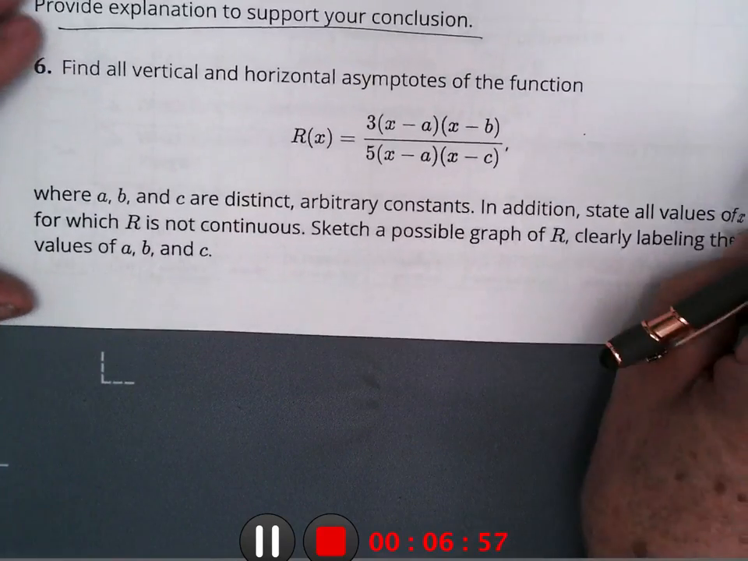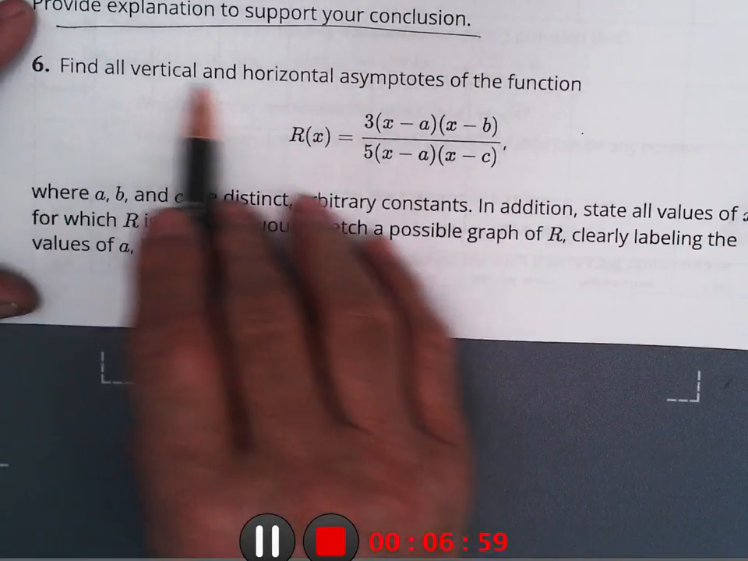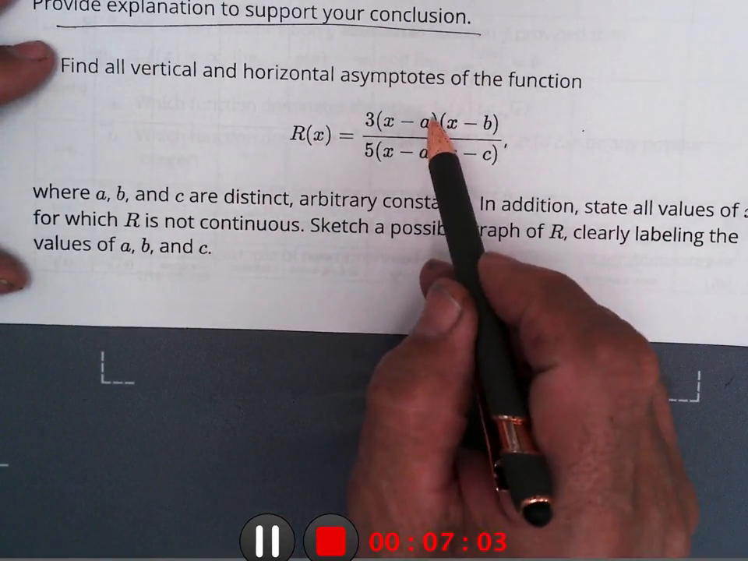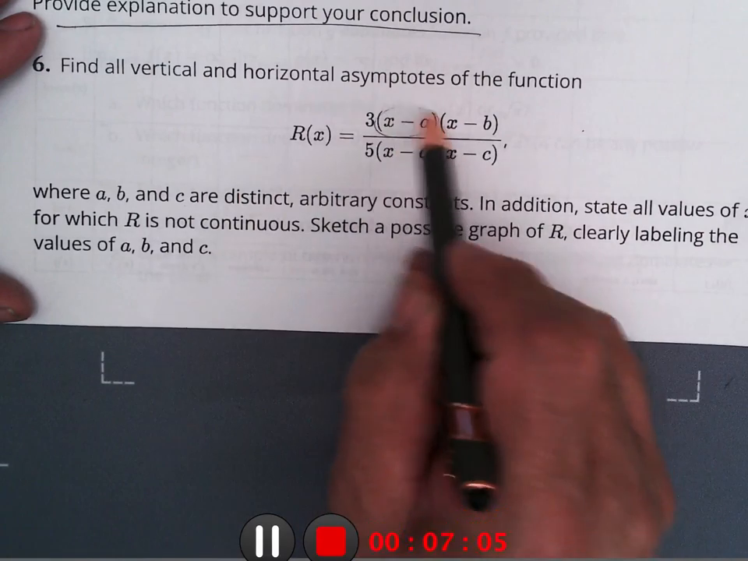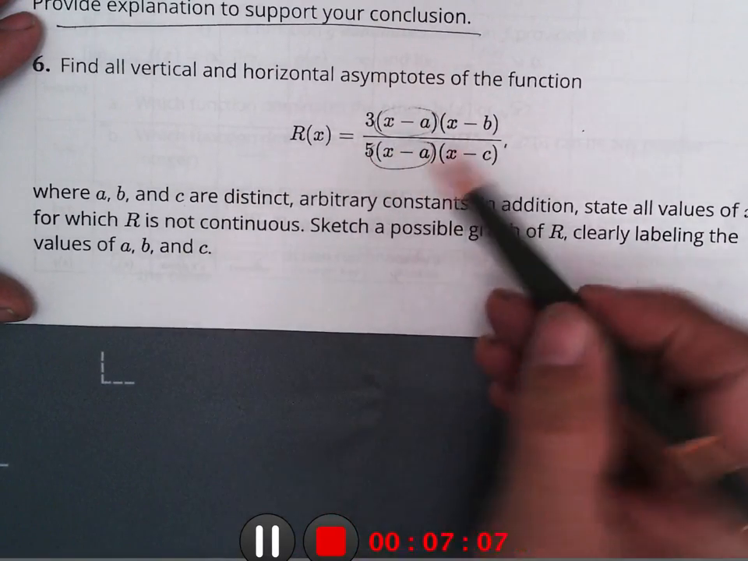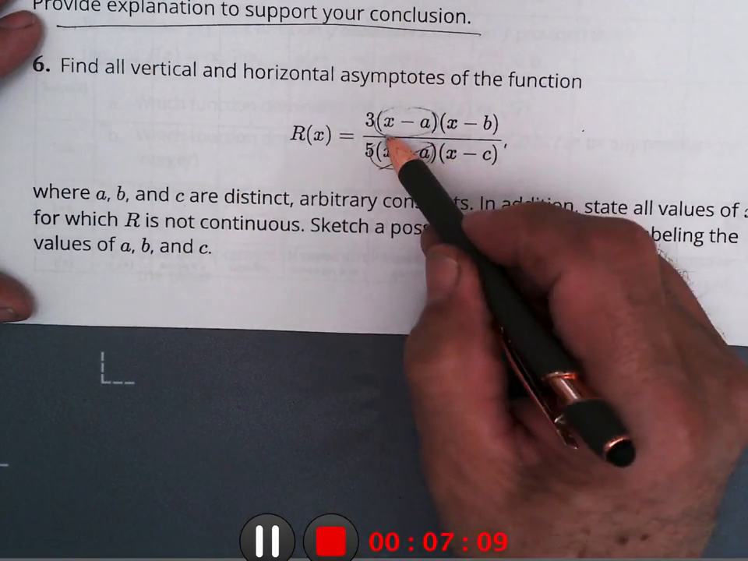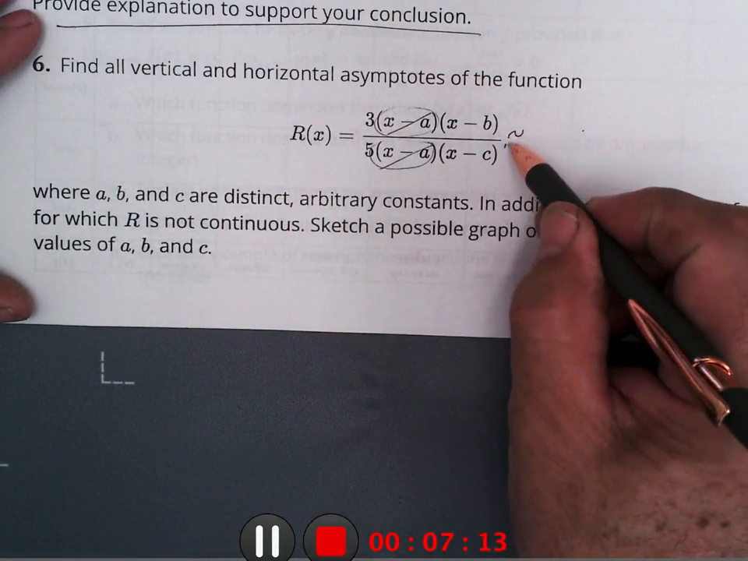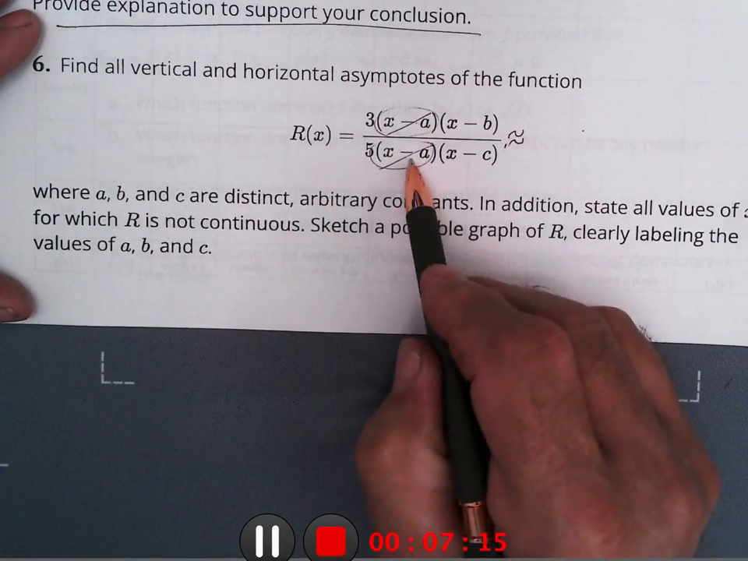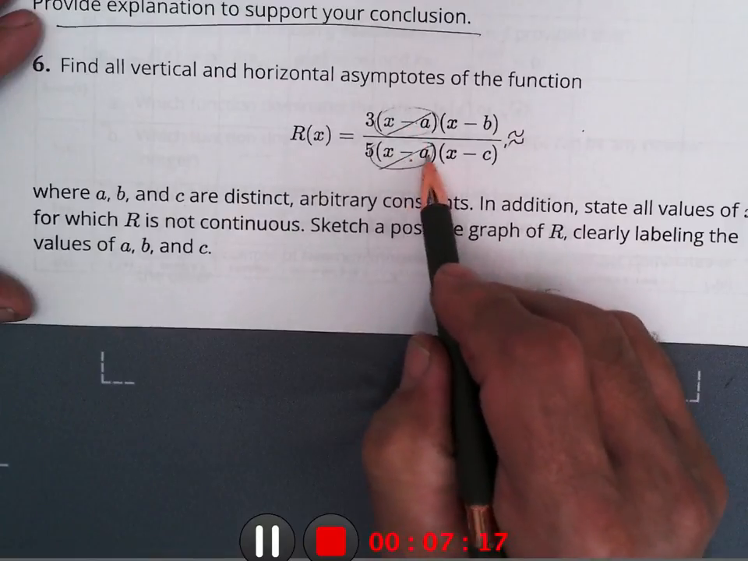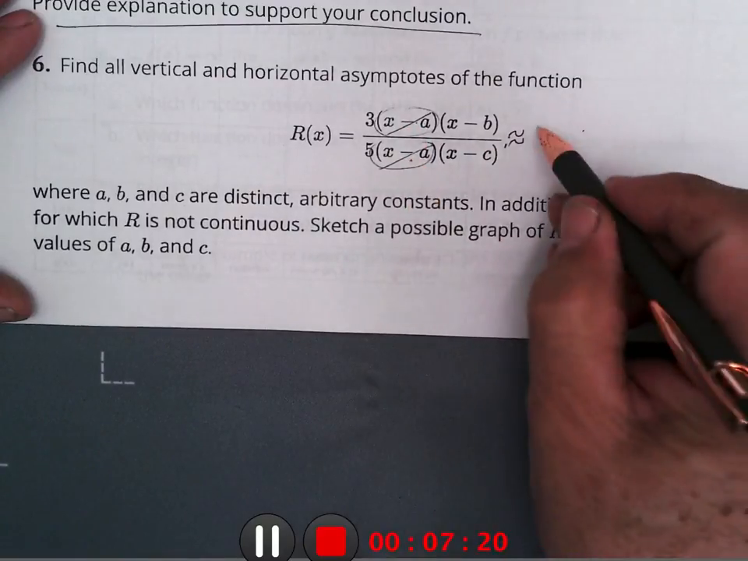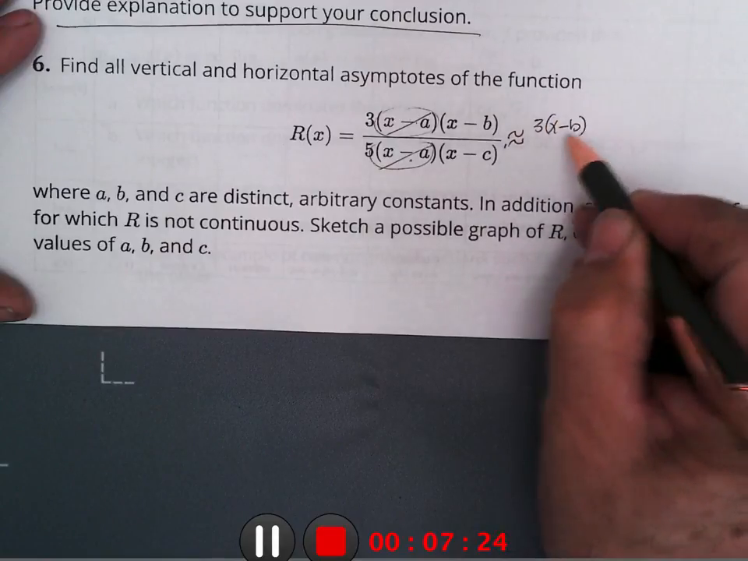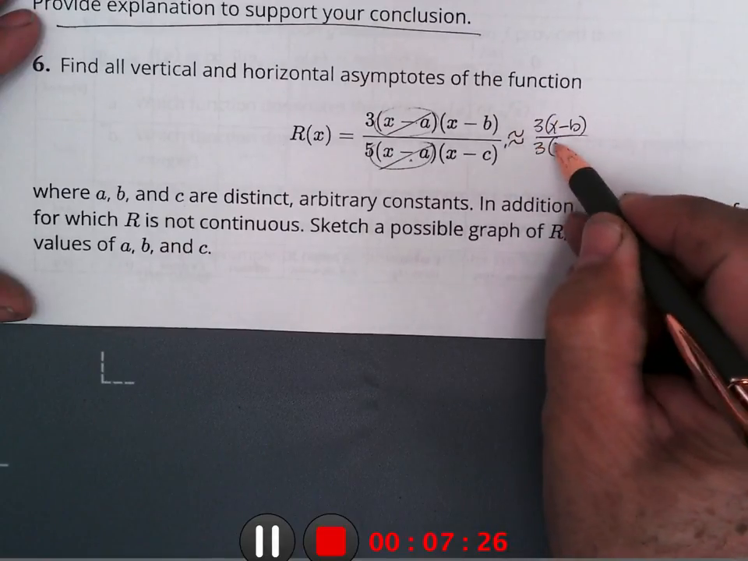Number 6. Find all the vertical and horizontal asymptotes. Well, if we have a factor that's the same in the numerator and denominator, generally they cancel out, but we don't get exactly the same function. We get a similar function that doesn't have this feature. You can't use a in this, but if you cancel them, you get 3 times x minus b over 5 times x minus c.